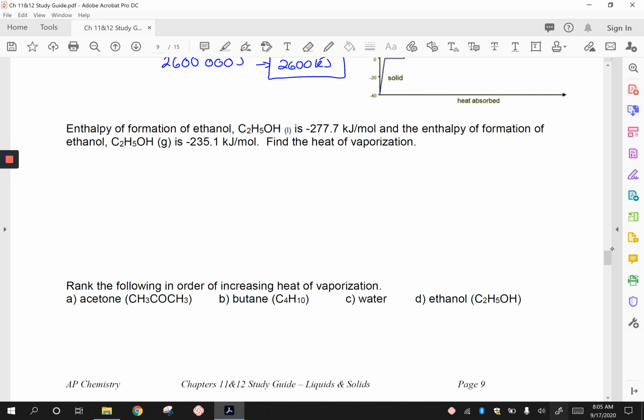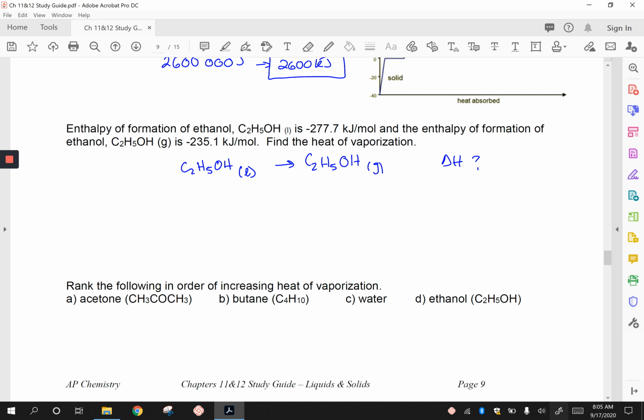They want the heat of vaporization. In order to vaporize something, you're going from liquid to gas. So you're taking your ethanol liquid and turning it into ethanol gas. Basically, we want to find the delta H of vaporization, which is the delta H for this process right here.